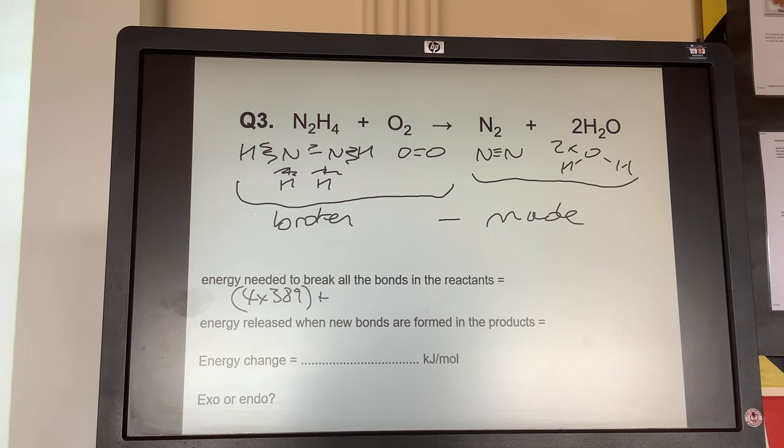I've also got to break this bond here, the NN single bond. If you look on your sheet, that is 158. I've also got to break that OO bond, which is 498. So what's the value to break all the bonds? 2212.